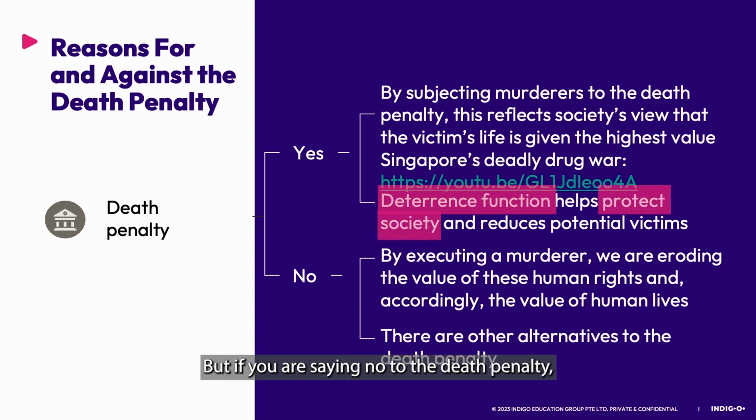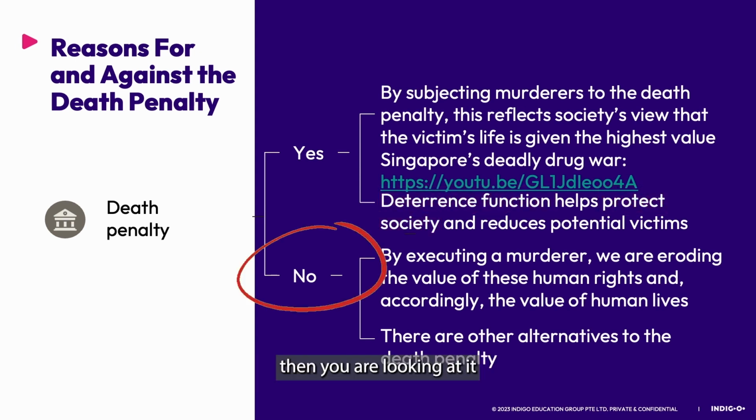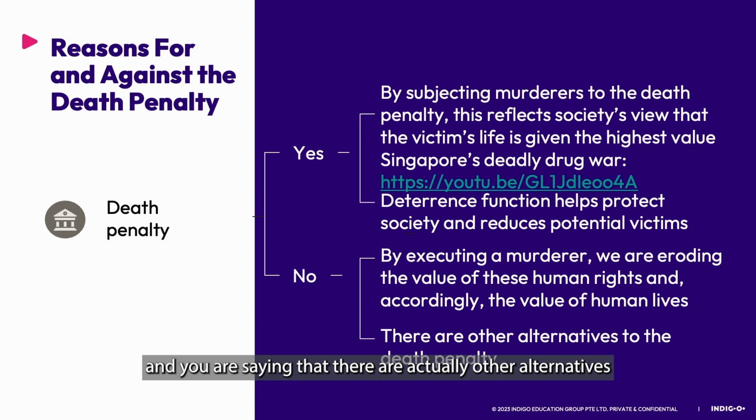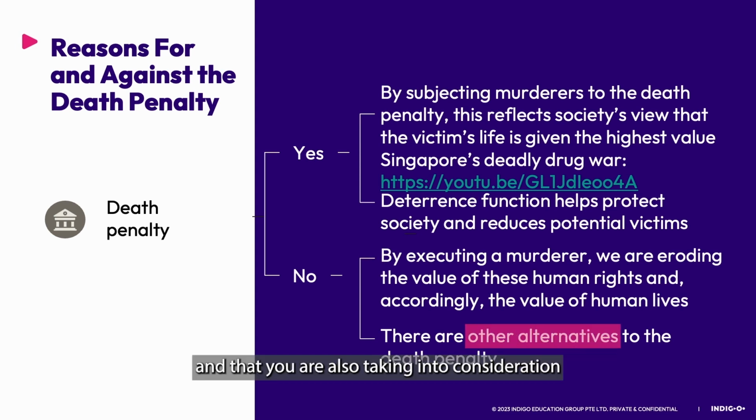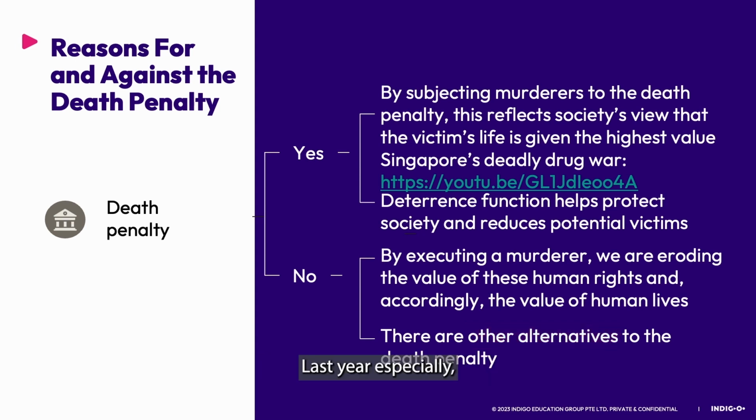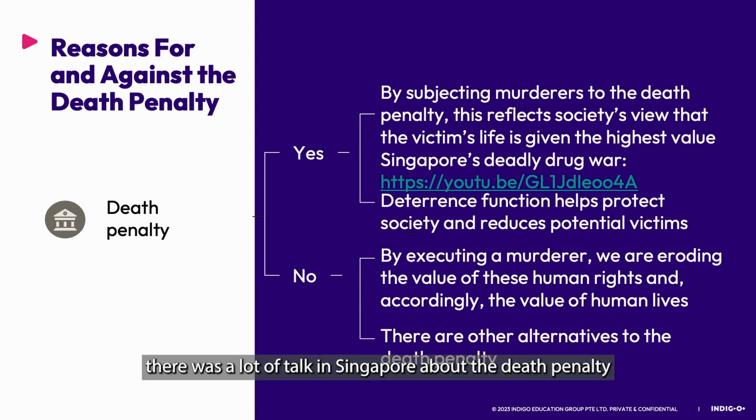But if you're saying no to the death penalty, then you are looking at it from the point of view of the offender, and you are saying that there are actually other alternatives, and that you are also taking into consideration the offender's rights.